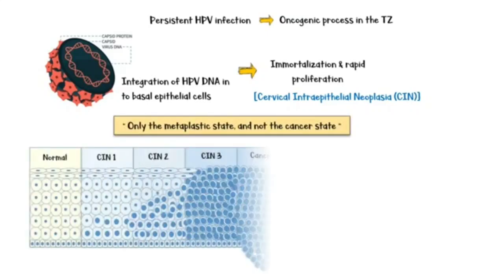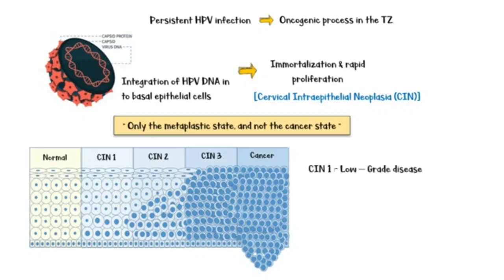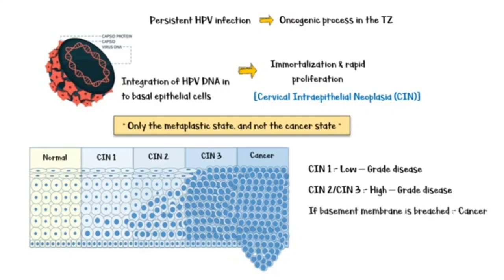In this image, the leftmost diagram shows a normal cervical epithelium. The 3 diagrams in the middle show different stages of CIN. In all of these stages, the basement membrane is intact. Therefore, CIN is considered a precancerous state rather than a cancer. The diagram on the rightmost side shows cervical cancer, where the basement membrane is breached. Stage 1 CIN indicates low-grade disease, whereas Stage 2 and 3 CIN indicate high-grade disease. If the basement membrane is breached, it is considered cervical cancer.